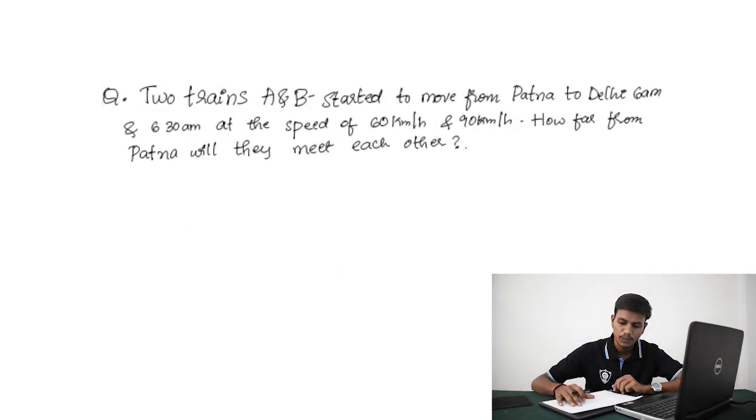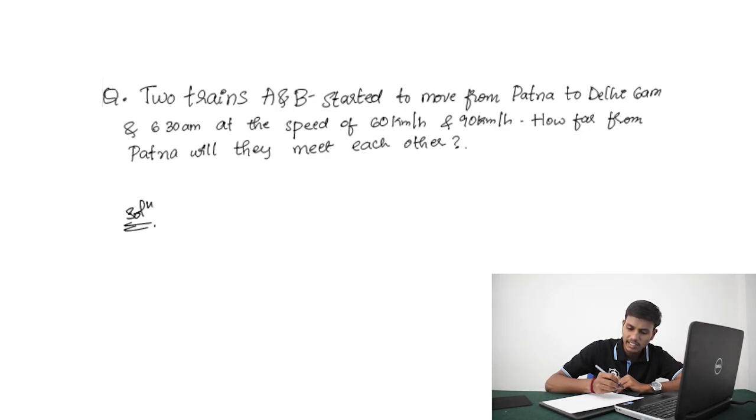Two trains A and B started to move from Patna to Delhi at 6 a.m. and 6:30 a.m. at speeds of 60 km and 90 km per hour. How far from Patna will they meet each other? To get the solution for this, firstly train A has started before train B. So it starts 30 minutes early.